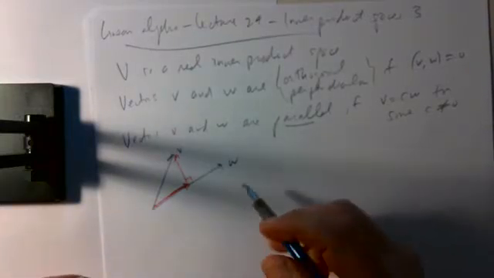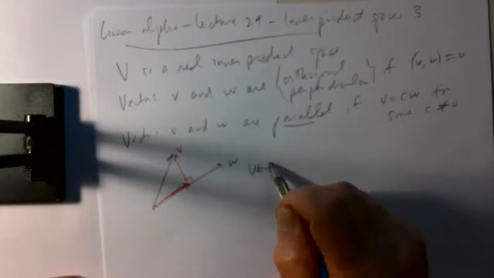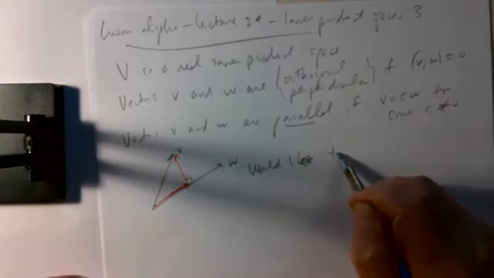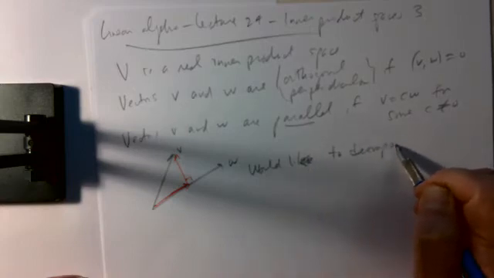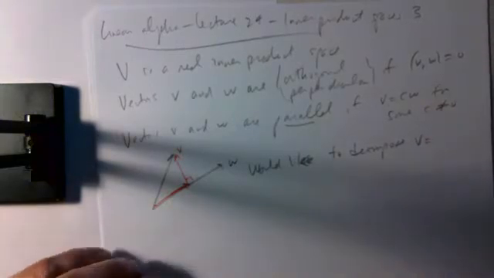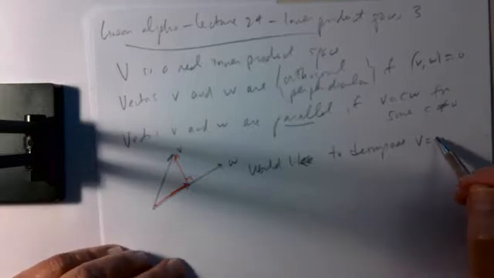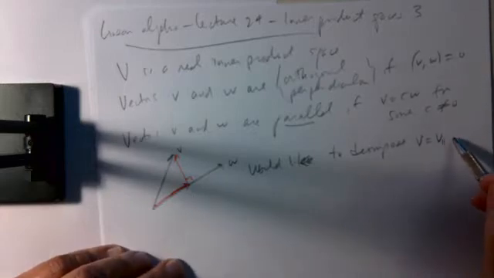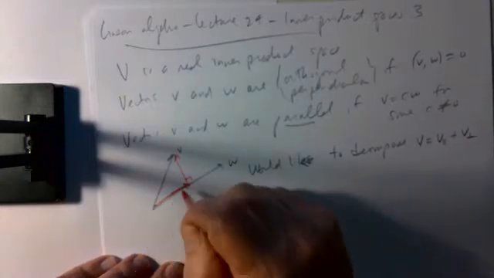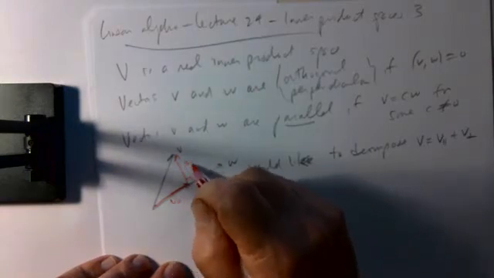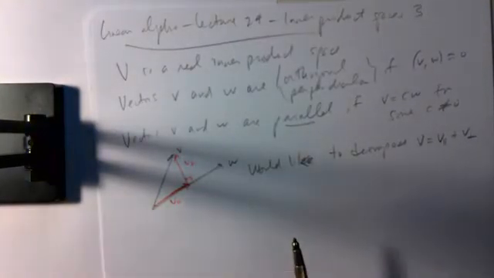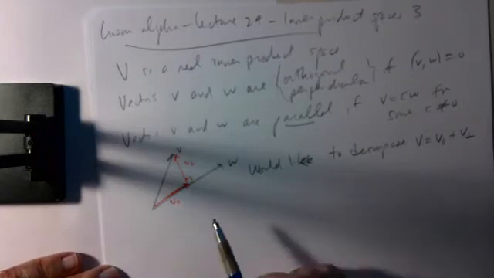So we would like to be able to decompose the vector V into a sum of two vectors, one parallel to W and the other perpendicular to W. So this is the parallel component and this would be the perpendicular component. So how do we do that? It turns out there's a unique way to do it. There's only one way it can be done.